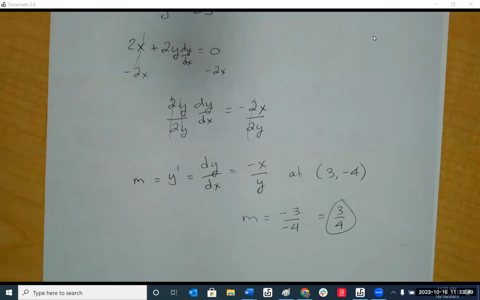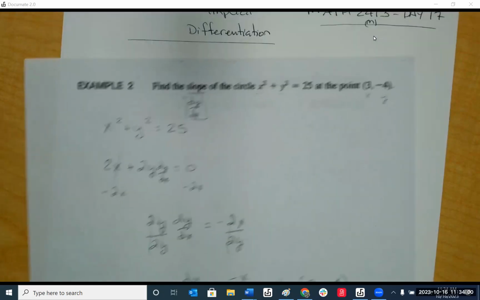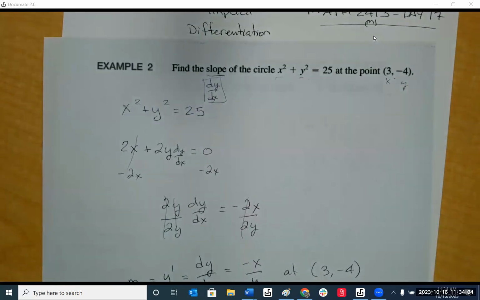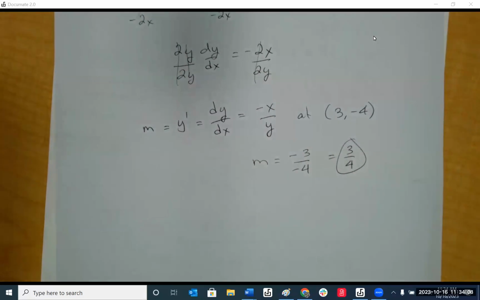And we do it with trick one. That was the original question. So we had this circle at that point, and that's why we'd leave it as x and y.